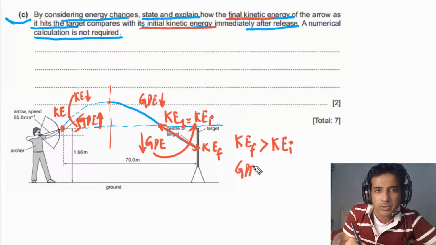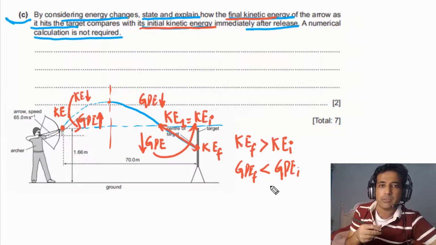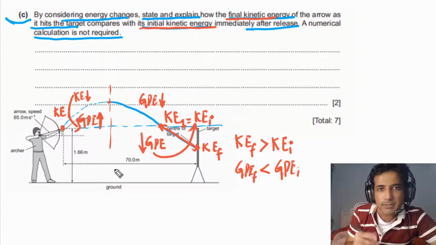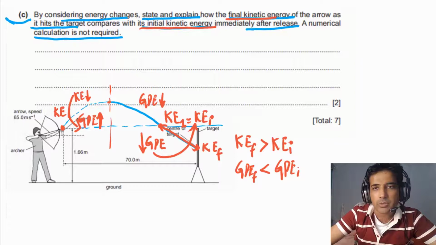But if we compare GPE final with GPE initial, GPE final will be lower than GPE initial. Or simply we can say in this case, GPE has decreased, kinetic energy has increased, and the total energy is conserved. So that's all what we need to understand. So let me show you how you can write down your answer.